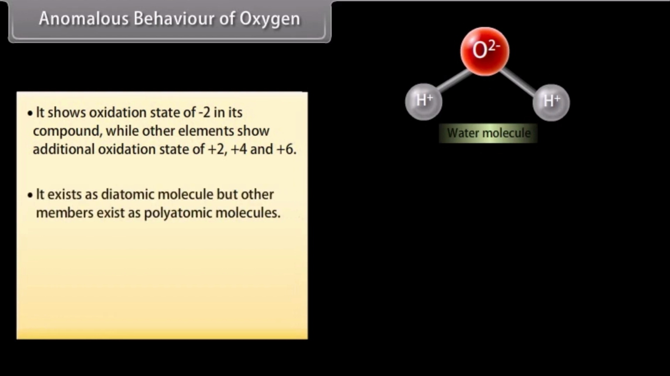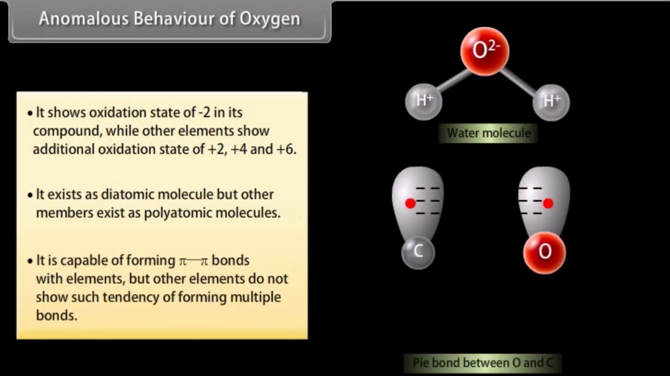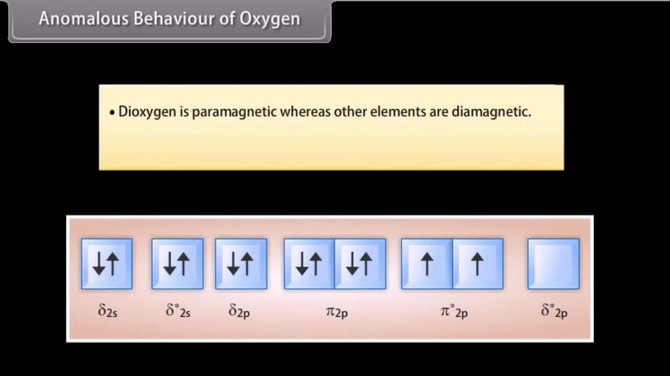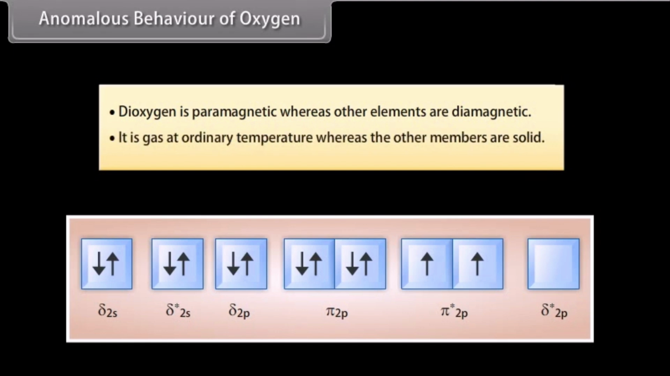It exists as a diatomic molecule, but other members exist as polyatomic molecules. It is capable of forming pi-pi bonds with elements, but other elements do not show such a tendency of forming multiple bonds. Dioxygen is paramagnetic, whereas other elements are diamagnetic. It is a gas at ordinary temperature, whereas the other members are solid.